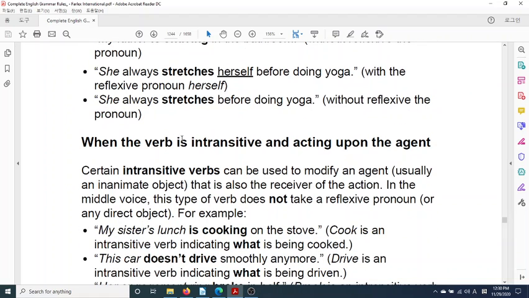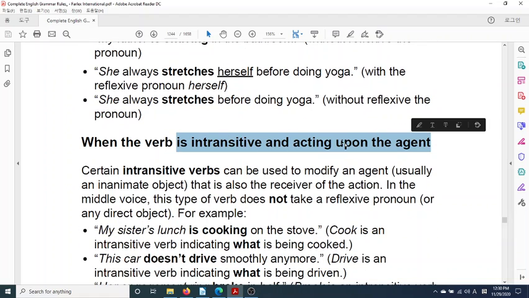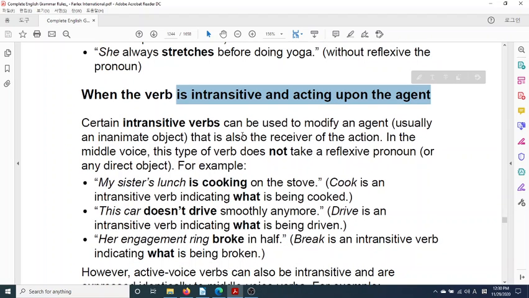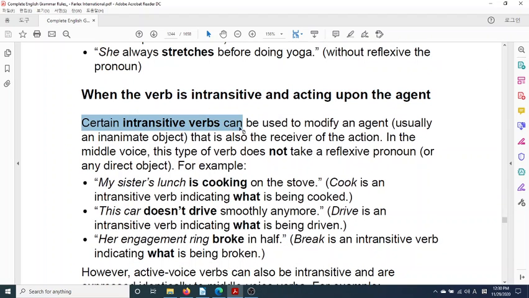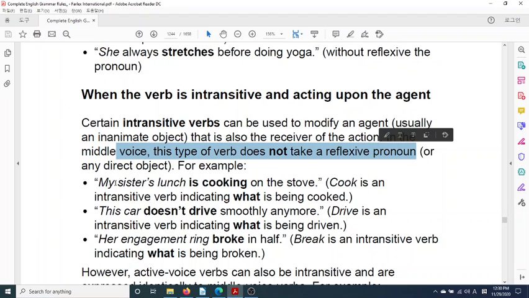When the verb is intransitive and acting upon the agent, like in the case of she sings well, right? Certain intransitive verbs can be used to modify an agent that is also the receiver of an action. In the middle voice, this type of verb does not take a reflexive pronoun.